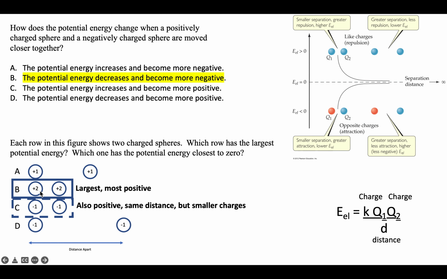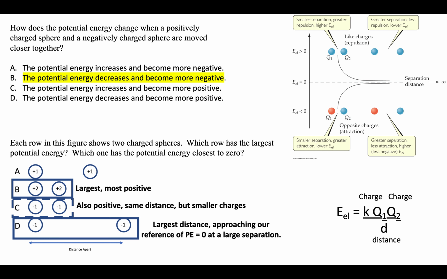I have two examples with positive, positive or negative, negative. Both of those would be leading to a positive potential energy. They're shown to be quite close together, but the one with the greater charges leads to a more positive potential energy. -1 and -1 would also be a positive potential energy, but because they're smaller charges, it's not as positive. You could think about it as stronger magnets versus weaker magnets. At the same distance, you'd have a greater force of attraction when the magnets are stronger.